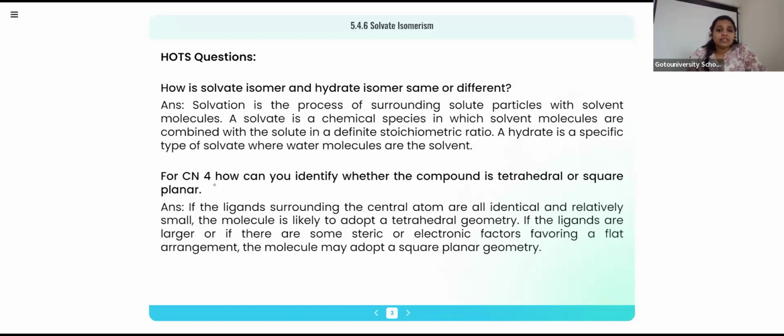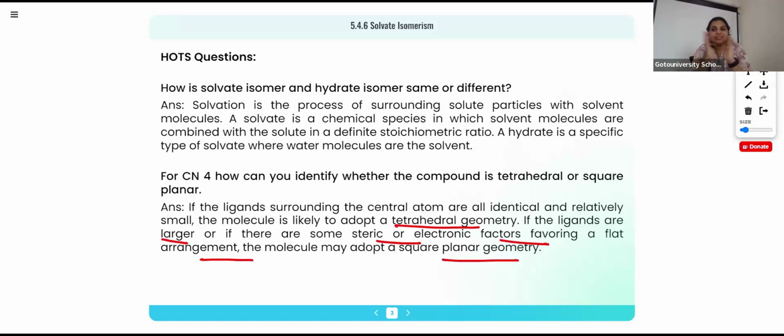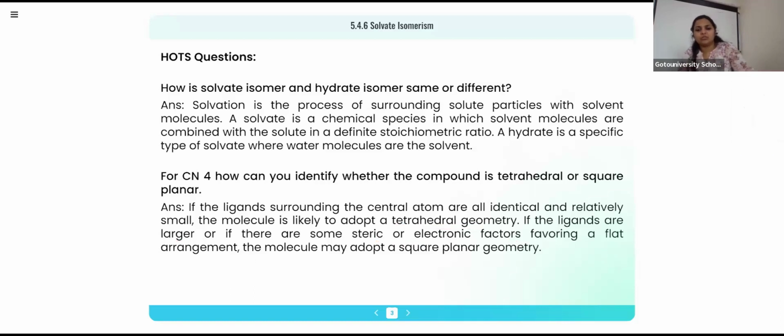Okay, now see the coordination number 4. How can you identify whether the compound is tetrahedral or square planar? How can we identify the structure? If the ligands surrounding the metal atom are all identical and relatively small, the molecule is likely to adopt tetrahedral geometry. If the ligands are larger, due to steric or electronic factors, they will take square planar geometry to minimize the repulsion. Okay, so this is a simple question that we can expect in your board exams.